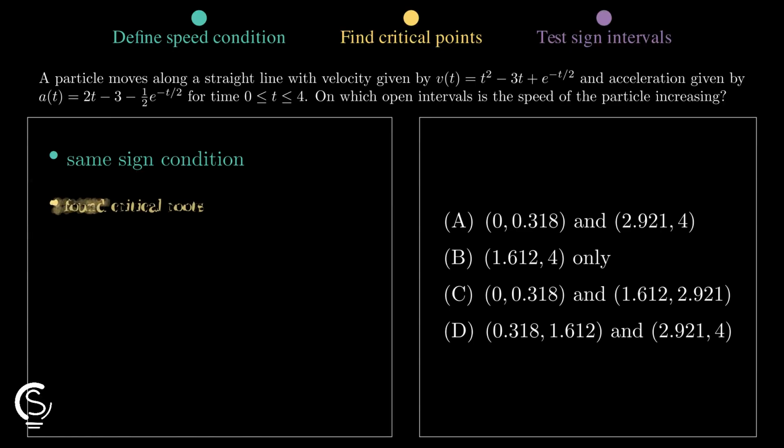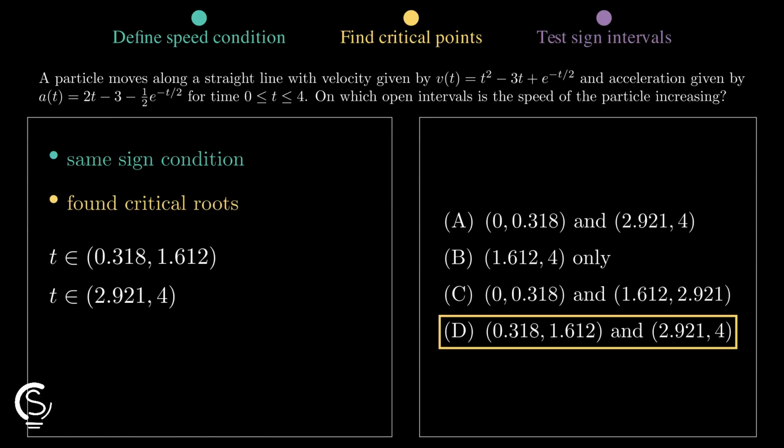Finally, we test the intervals between these roots. By checking the signs of v and a, we confirm the product is positive on the intervals 0.318.